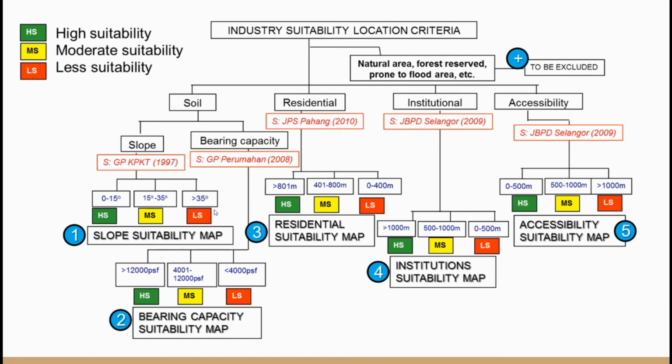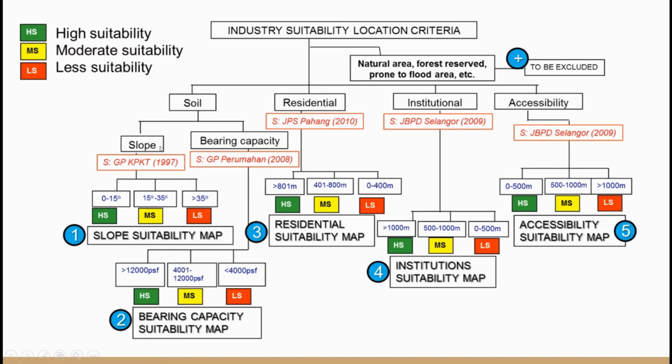Okay, ini adalah level of suitability parameters. Sebagai contoh kita tengok, untuk slope, dengan menggunakan garis panduan KPKT 1967, dalam garis panduan tersebut menyatakan bahawa slope antara 0 hingga 15 darjah adalah high suitability. 15 darjah hingga 35 darjah moderate suitability. Dan juga more than 35 degrees is less suitability. So ini adalah yang dikatakan sebagai parameters. Okay, ini adalah parameters untuk slope suitability map.